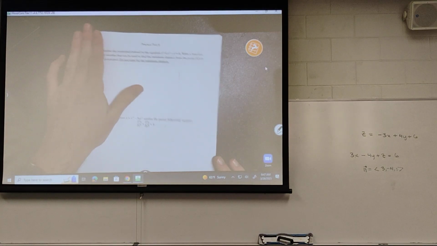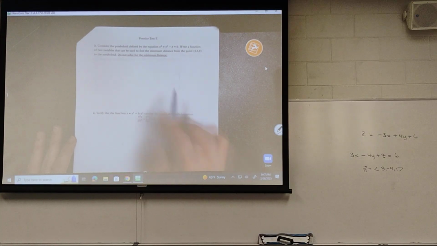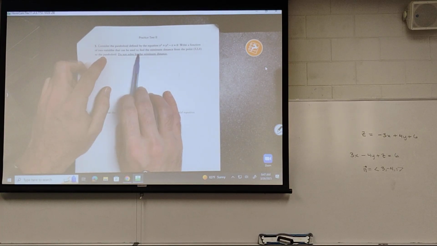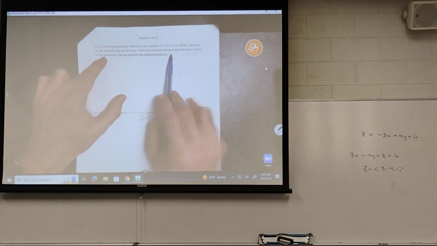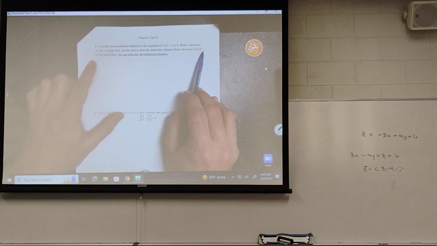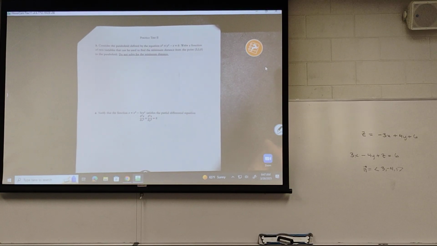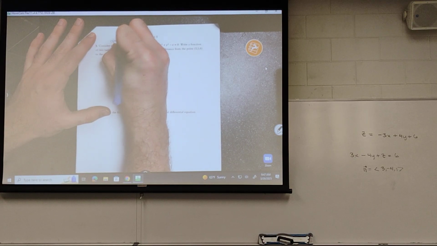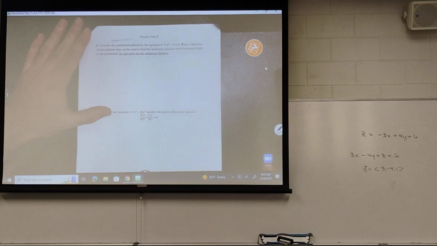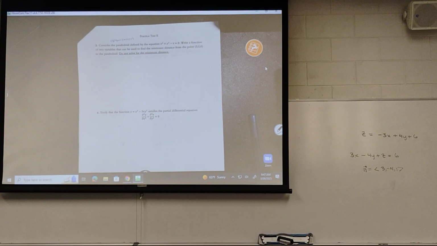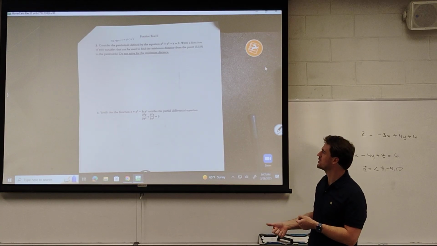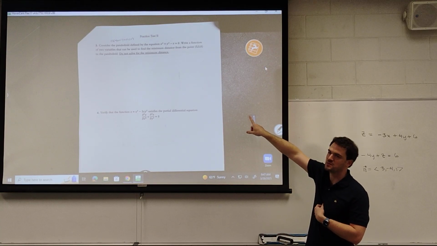Understand. All right, number 3. Consider the paraboloid defined by this equation. Write a function of 2 variables that can be used to find the minimum distance from some point, 5, 5, 0, to the parabola. Do not solve for the minimum distance. So this is an optimization problem. But it's kind of a softball one in that it doesn't actually want you to do the math. It's just saying get the setup, write the equation that you're going to use, but then don't actually solve for the minimum distance.